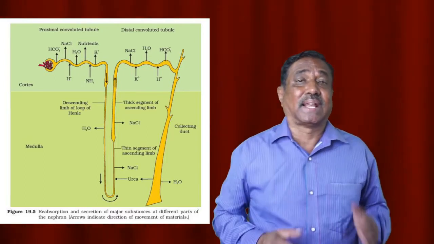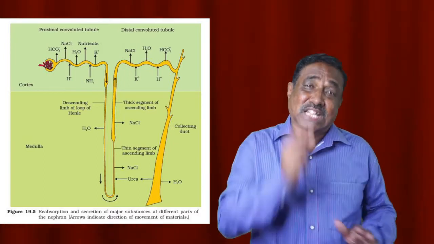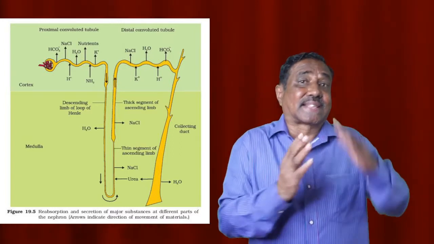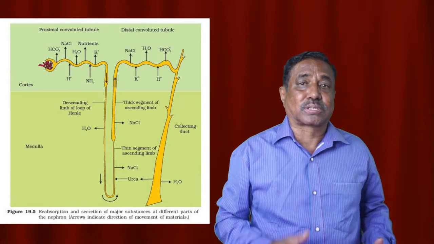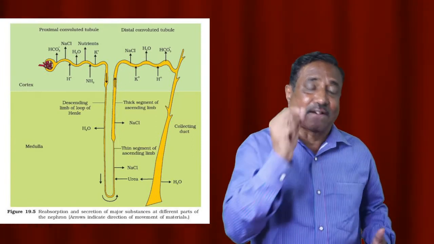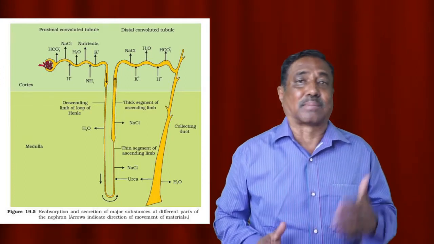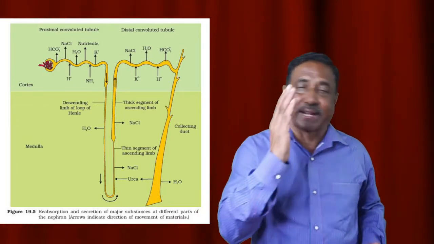And similarly, sweat glands excrete sweat. Sweat consists of urea and NaCl. And sebaceous glands produce sebum, which consists of steroids, waxes, and hydrocarbons. So thus the excretion takes place.